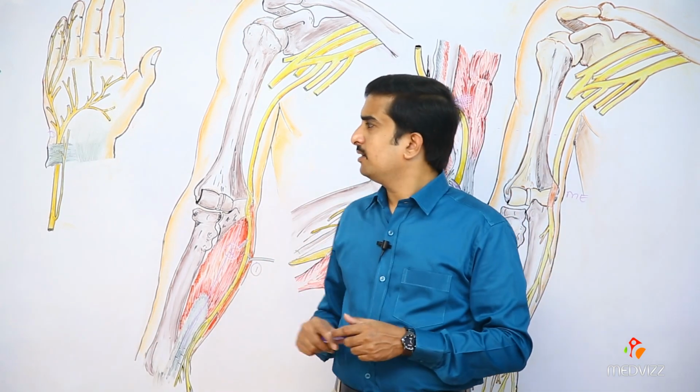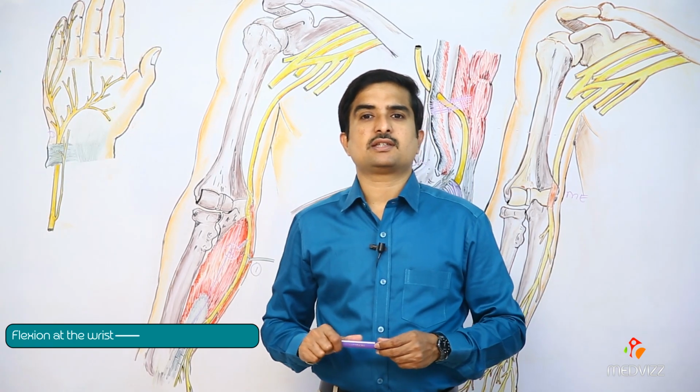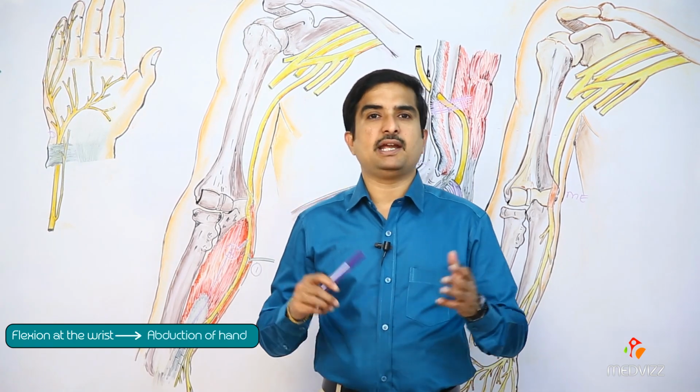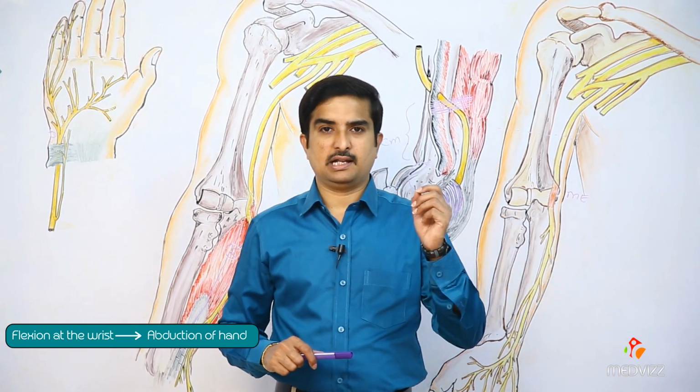Next, if we see the movements of the wrist, flexion of the wrist results in abduction of the hand, mainly due to the paralysis of the flexor carpi ulnaris.